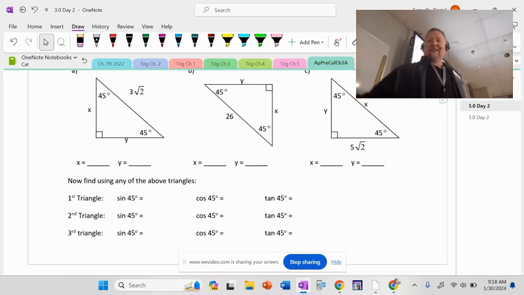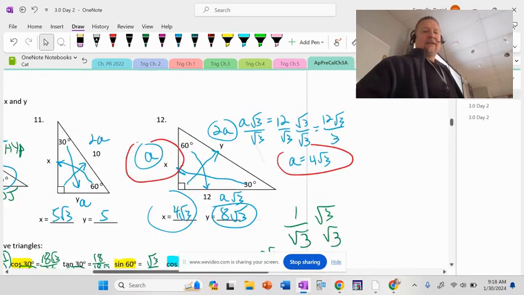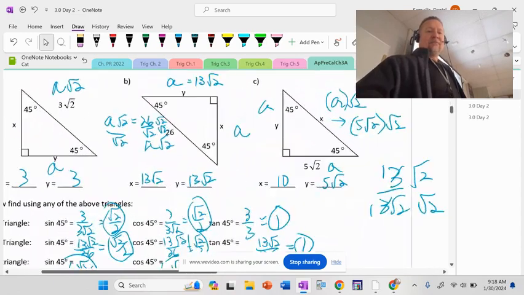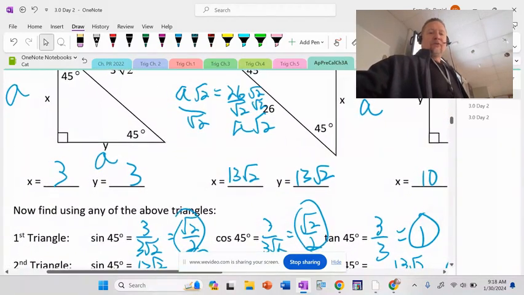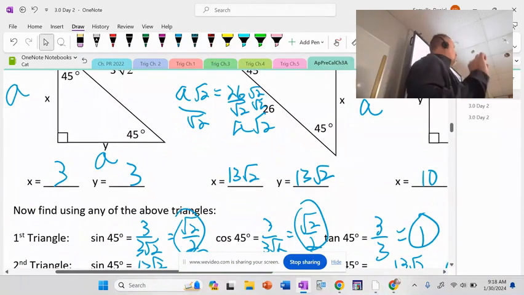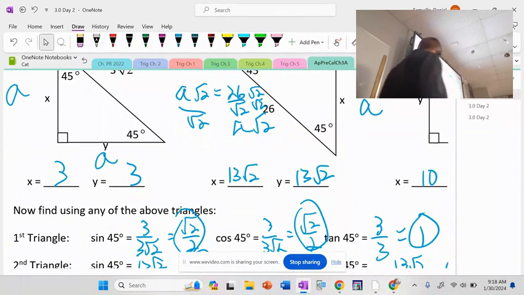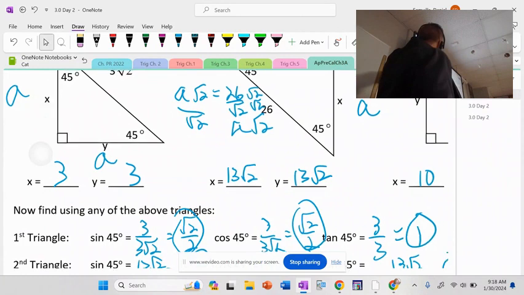Okay, so let's do this a little differently than the first hour. Now you see all this here. Here's what should have happened. I'll show you the first one. Did you get root 2 over 2? How many people got root 2 over 2, root 2 over 2, and 1 across the board for the first one? Because the first one is sine, which is opposite over hypotenuse.